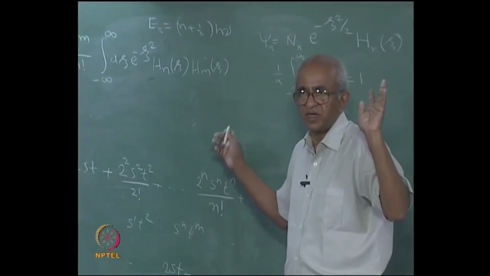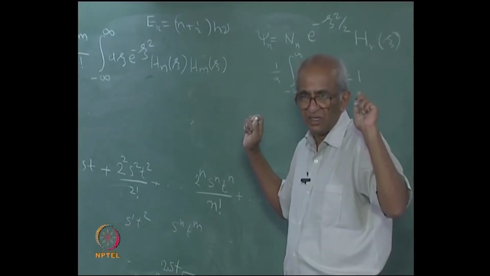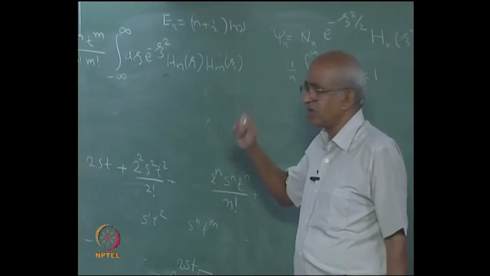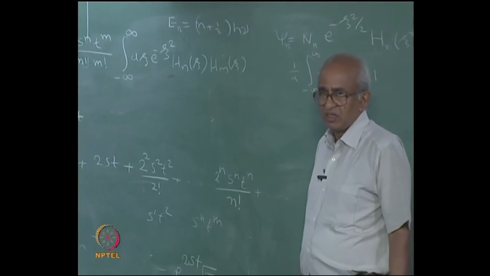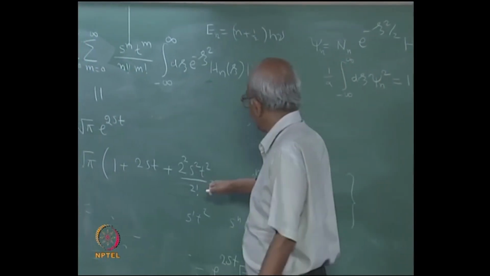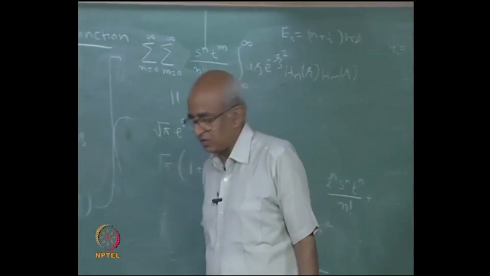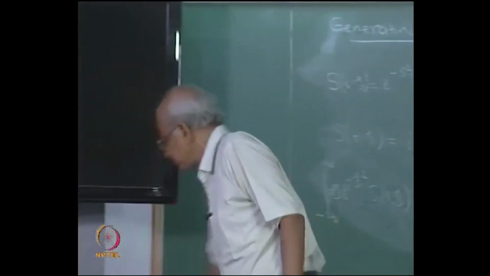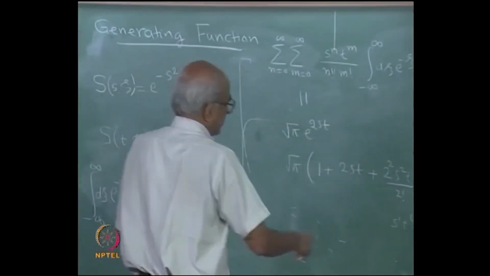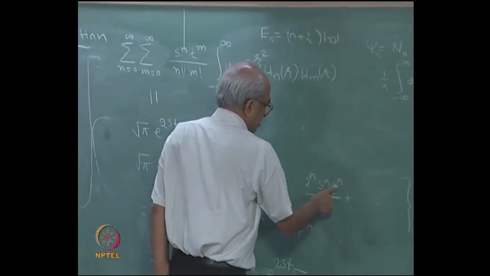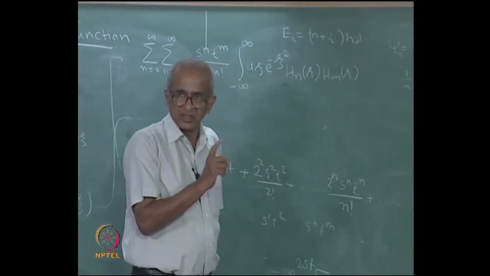So, that is the way we evaluate this integral, and if n is equal to m, what is the value? If n is equal to m, then what will happen is that this actually has the value, if n is equal to m, the coefficient of s to the power of n t to the power of n is how much?